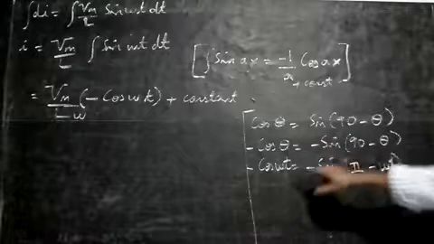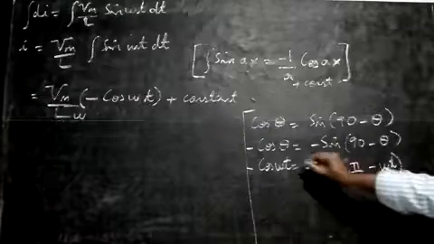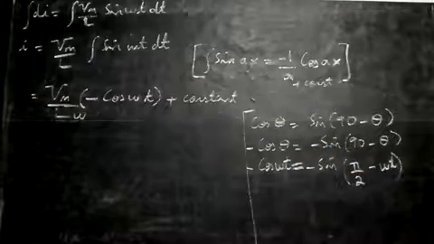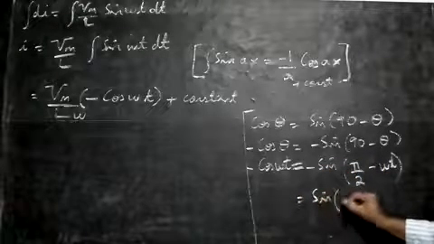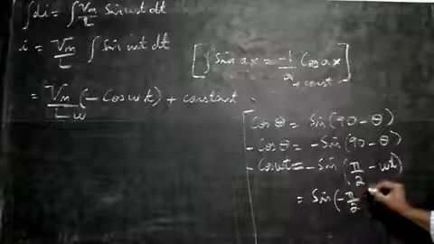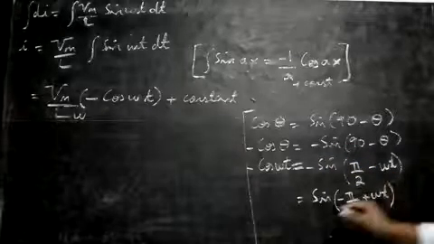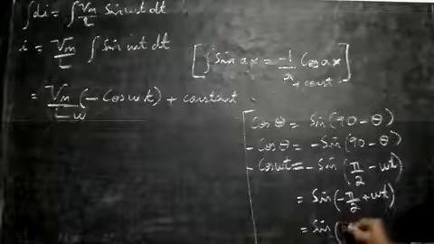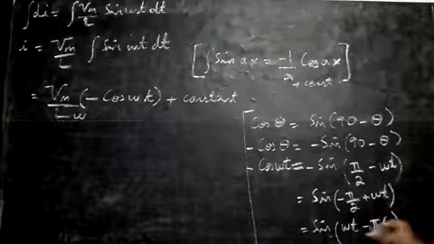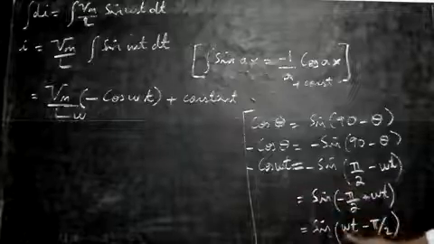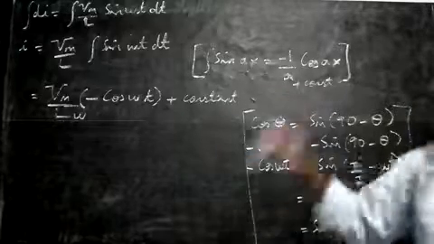It's the same formula; I only wrote omega t instead of theta. Next, you take the minus sign inside, so we get sine of minus pi by 2, and minus into minus becomes plus omega t. Now you can rearrange and write sine of omega t minus pi by 2. So minus cos omega t is equal to sine of omega t minus pi by 2. This is very, very important, note it down.